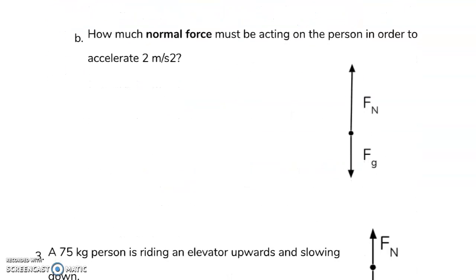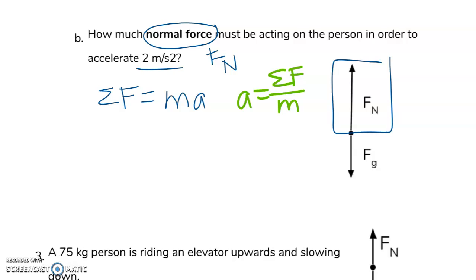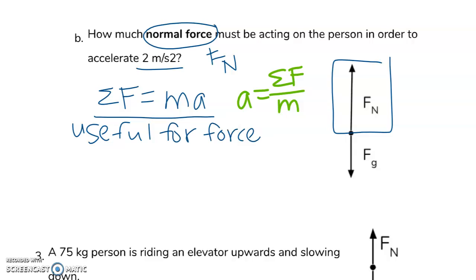In part B, we're asked to show how much normal force must be acting on the person in order to accelerate this much. So I'm being asked for a specific amount of force that's here on the force diagram. In order to do that, I need to set up Newton's second law. Now remember, Newton's second law is one equation that can be written in two different ways. There's the one in blue on the left and the one in green. They are the same equation, just written two different ways. This equation here is more useful when solving for force. If I'm trying to find acceleration, that's when I would use the green one.